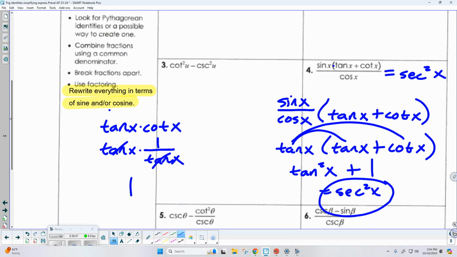Did anybody happen to solve it like I did? Okay. So how many people rewrote everything in terms of sine and cosine? Okay. So let's try that.